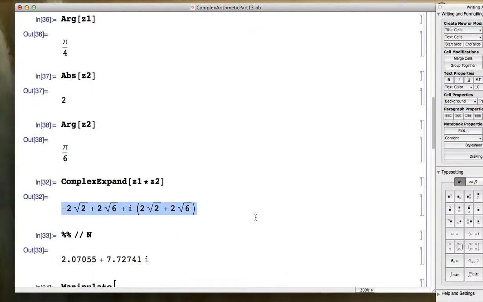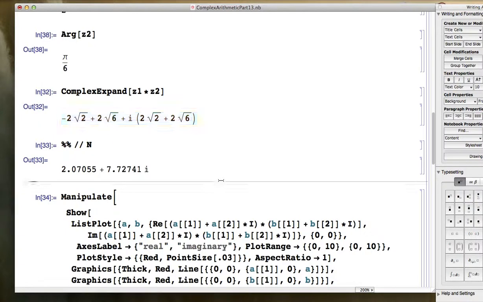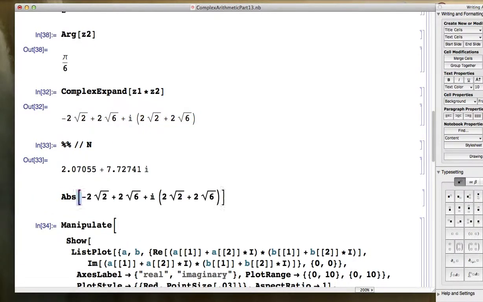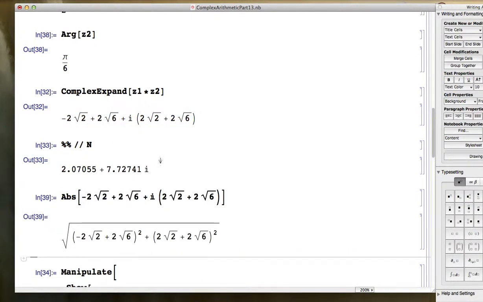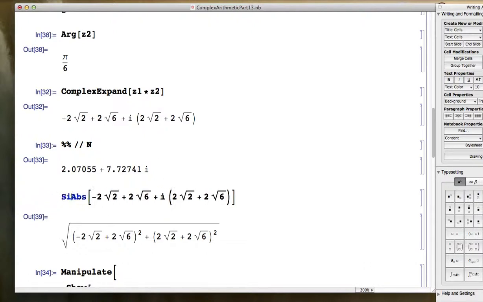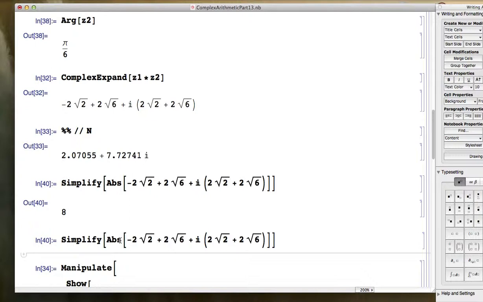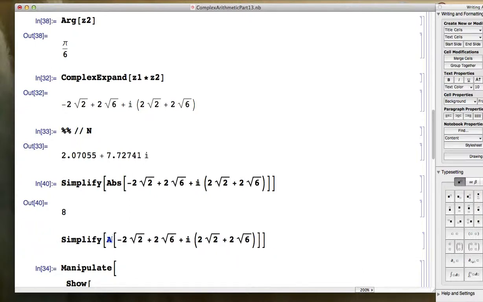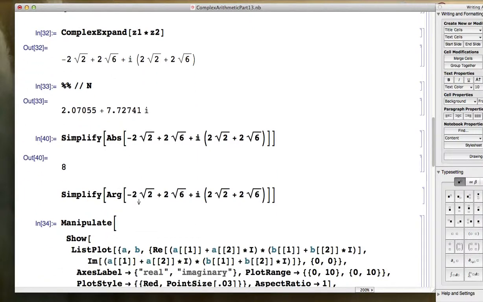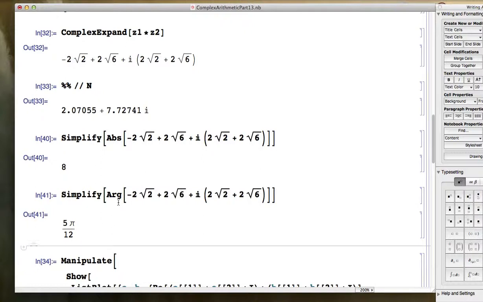So, again, the modulus of this should be 8. Need to simplify, though. 8. And its argument should be 30 degrees plus 45 degrees, 75 degrees. It's also 5 pi over 12 radians. There we go, 5 pi over 12.